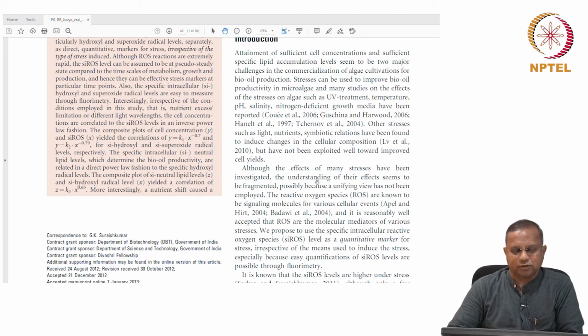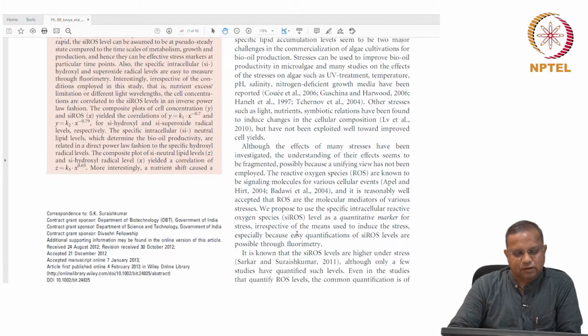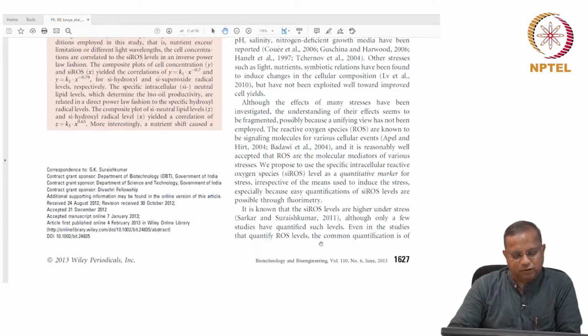Okay, this is where we contributed. We contributed a unifying view in terms of the reactive oxygen species. The reactive oxygen species are known to be signaling molecules for various cellular events, and it is reasonably well accepted that ROS are the molecular mediators of various stresses. We propose to use the specific intracellular reactive oxygen species level as a quantitative marker for the stress, irrespective of the means used to induce the stress, especially because easy quantifications of SIROS are possible through fluorimetry.